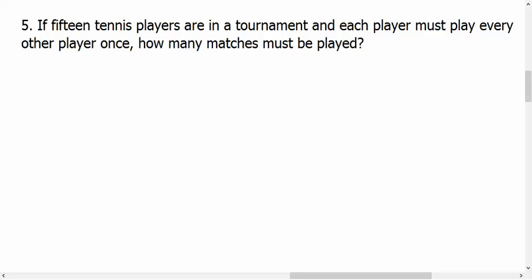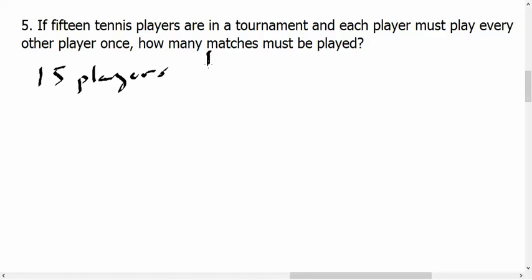Okay, let's take a look at this one together. So it says we've got 15 tennis players. So I'll write that down. 15 players. Each player must play every other player once. So let's think. Each player must play every other player once. How many matches must be played? So here are the number of matches.